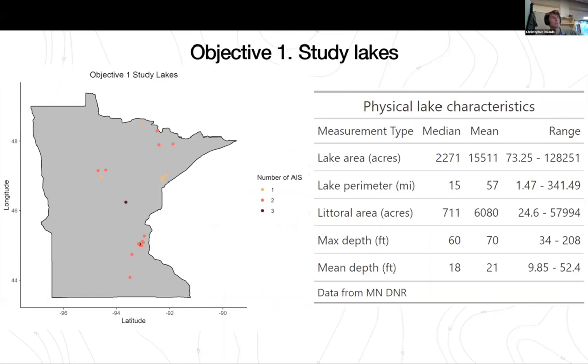And you can see here a little bit of the physical lake characteristics that we have for these lakes. So we chose these lakes based on the species that we knew were present, but also to maximize differences between lakes. We chose really large lakes like Lake Mille Lacs, and then much smaller lakes like Lake Phalen in Ramsey County would be an example of that. And as I said, these lakes have different numbers of known aquatic invasive species. So you can see Mille Lacs here with 3 has known populations of zebra mussel, spiny water flea, and common carp.